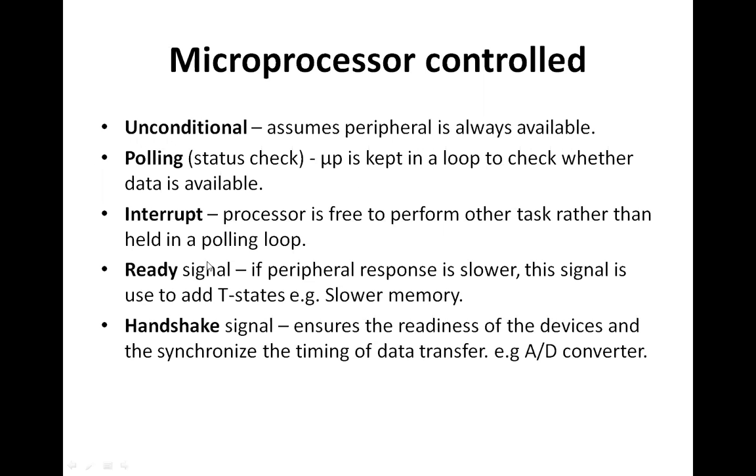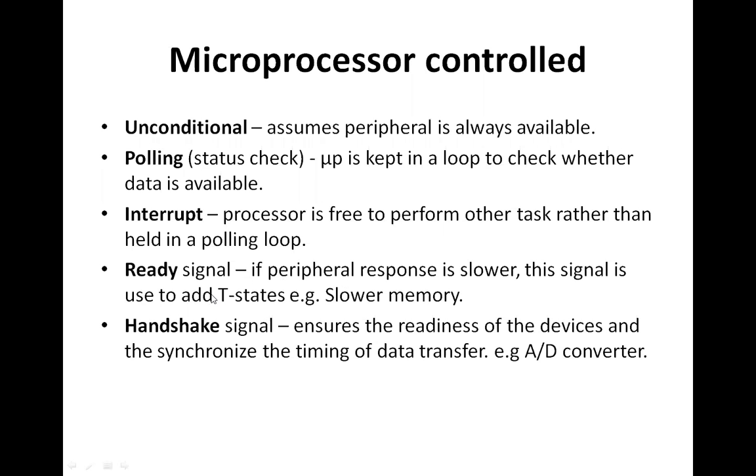Then we have another scheme which is known as data transfer with the help of ready signal. What does it mean? When the peripheral response time is slower than the execution time of the processor, the ready signal can be used to add the additional T states, thus extending the execution time of the processor. Means it keeps the processor in waiting by providing the ready signal. This process provides sufficient time for the peripheral to complete the data transfer. And this technique is commonly used in systems having slower memory chips. There is a condition in which the memory chips may be slower. So in that case, we will be using the ready signal.